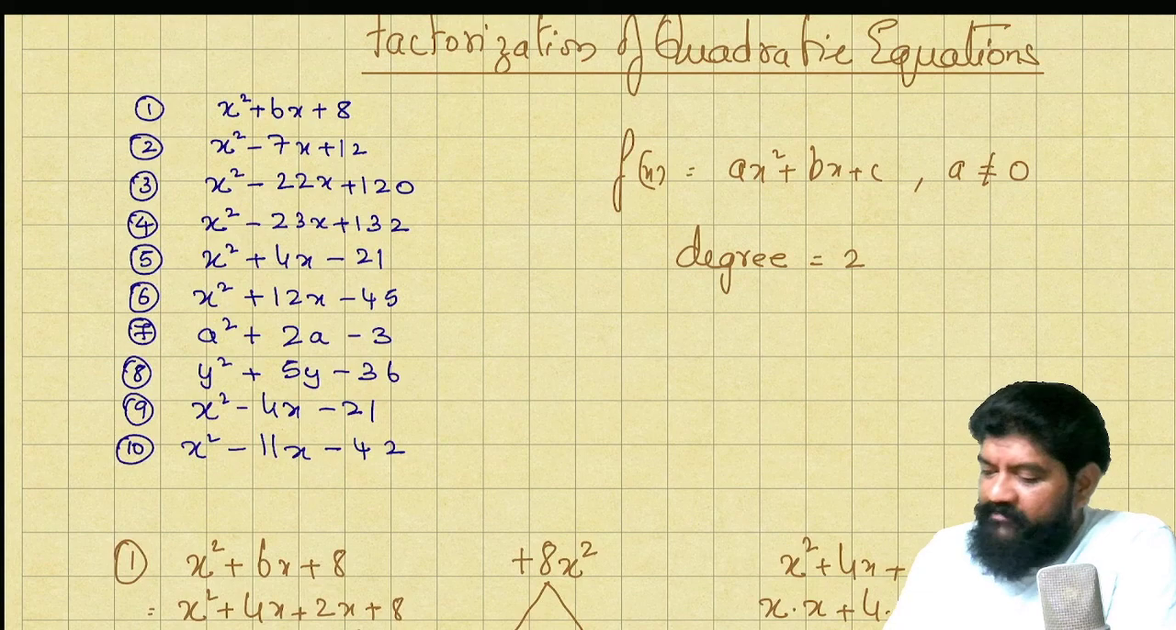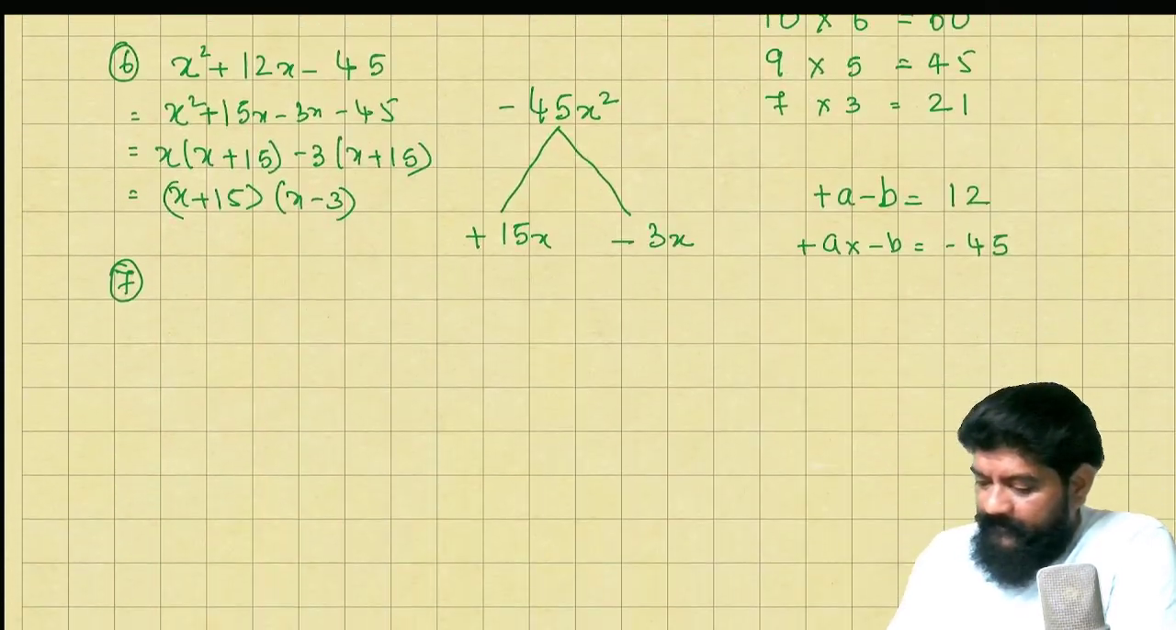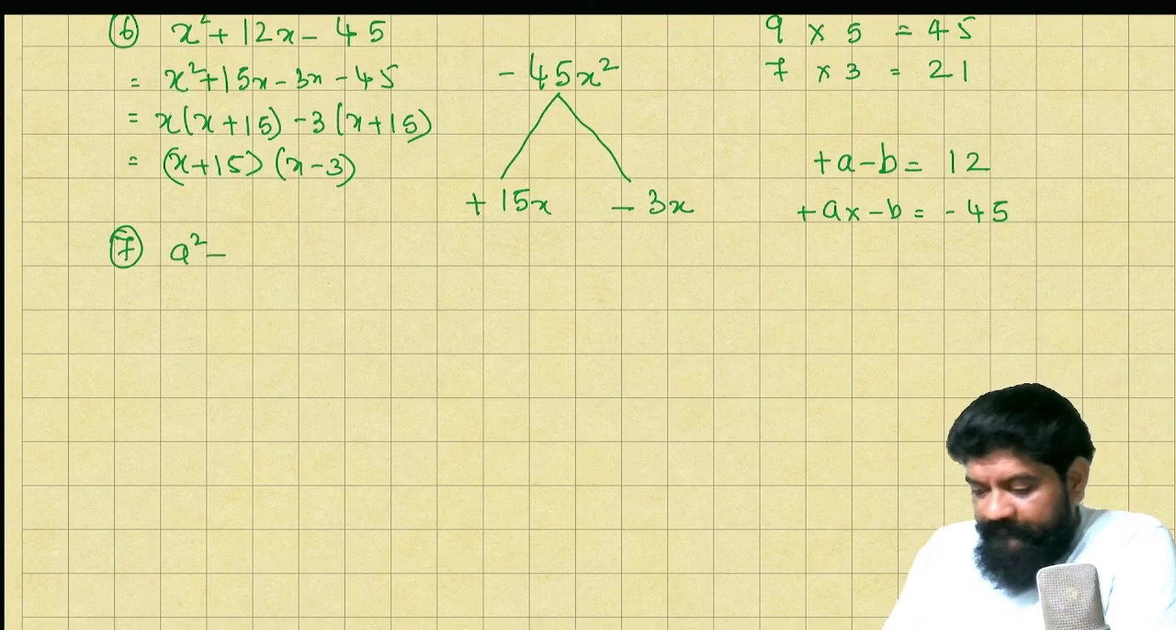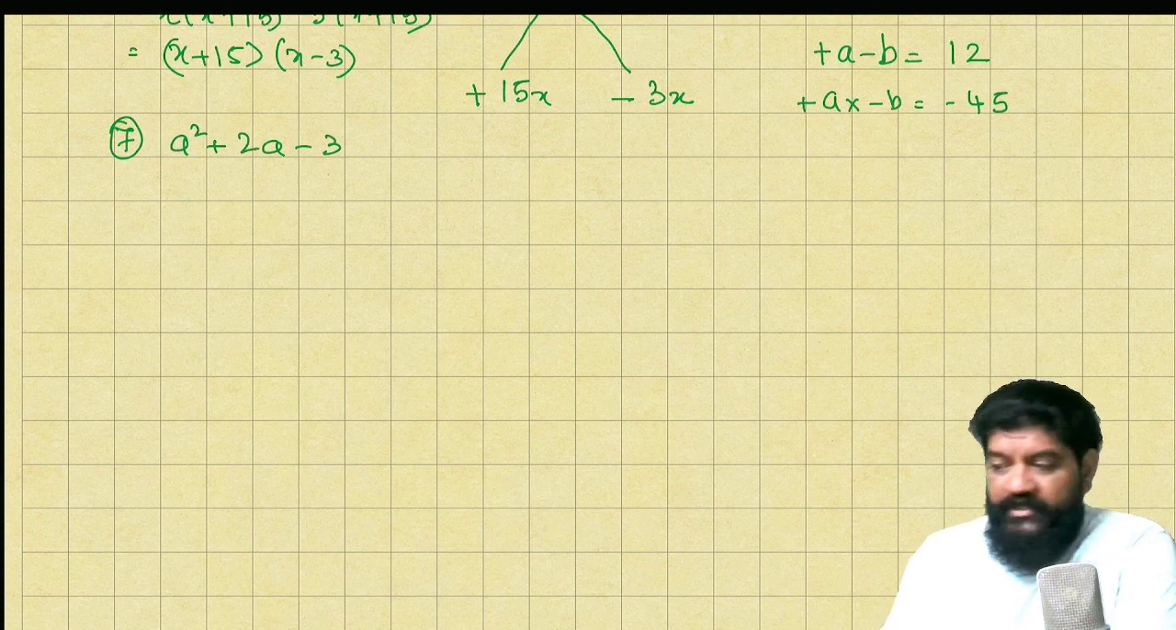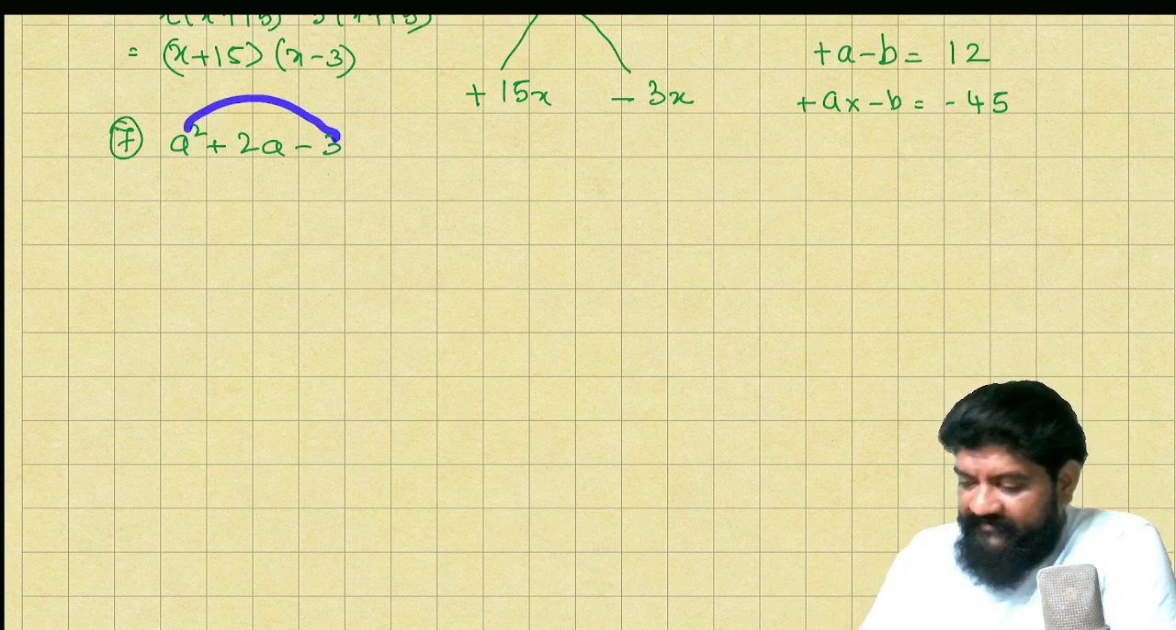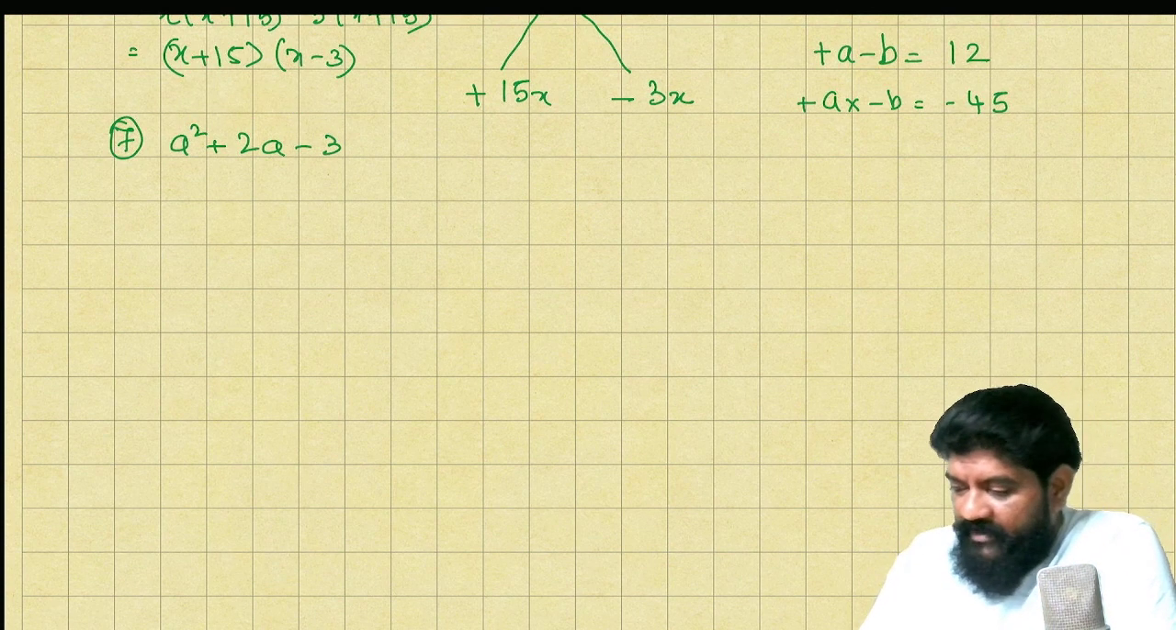a squared plus 2a minus 3. The process is the same, be it a bigger number or a smaller number. Let's multiply the first and the last term. When I do that, I'm going to have minus 3a squared.